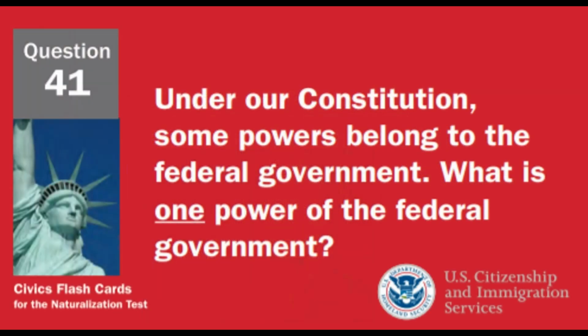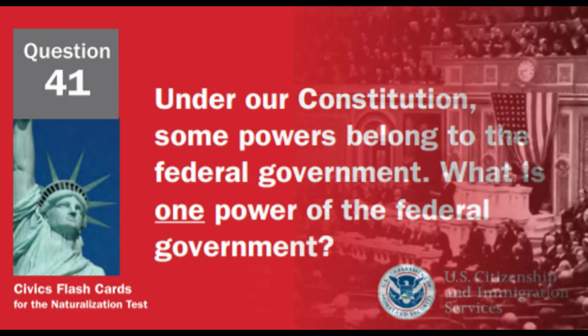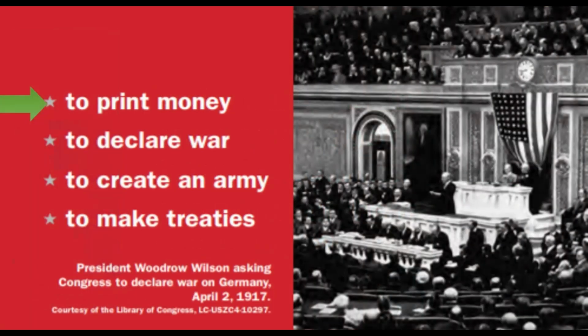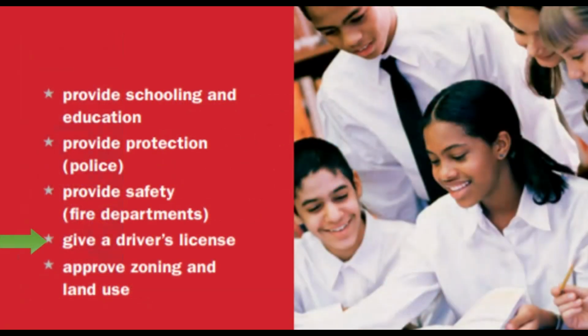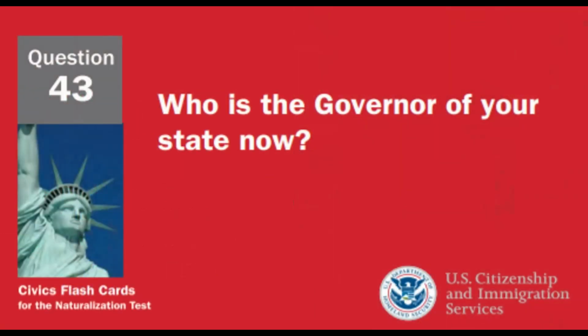Under our Constitution, some powers belong to the federal government. What is one power of the federal government? To print money. Under our Constitution, some powers belong to the states. What is one power of the states? Give a driver's license. Who is the governor of your state now?